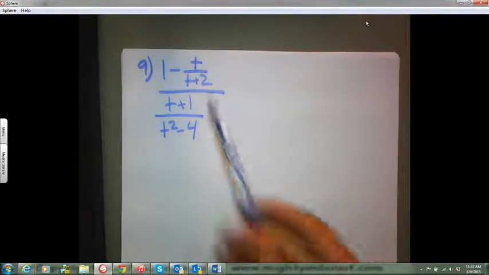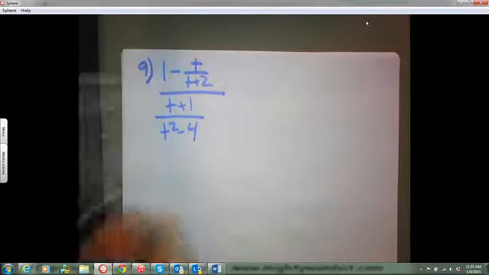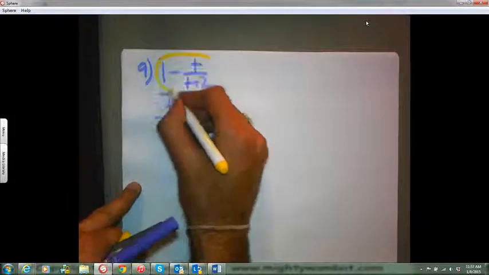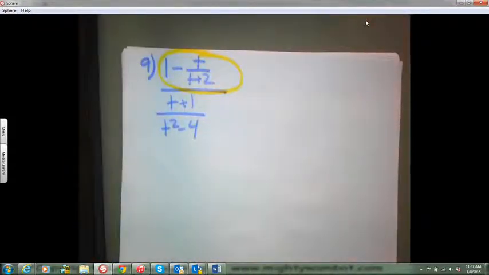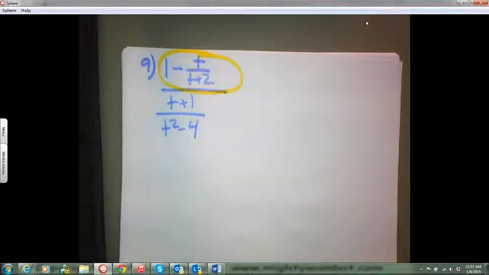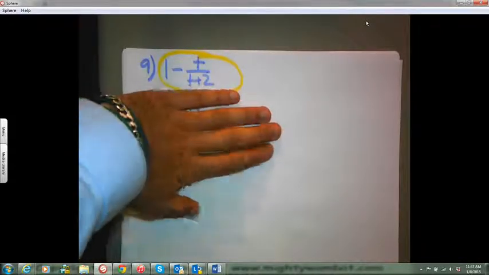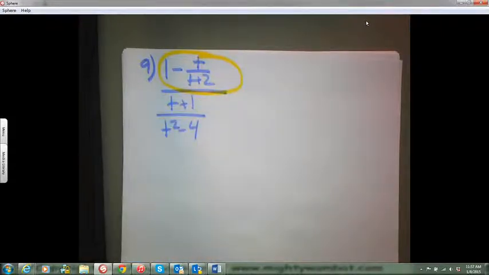So perhaps there's a way to take this yellow circle and focus just on this numerator and write these two fractions as 1. If we can do that, then we're in great shape. So let's figure out how to do that. So let me take the yellow box. I'm not going to focus on the denominator right now, just the numerator. The goal is let's make the numerator into one fraction.